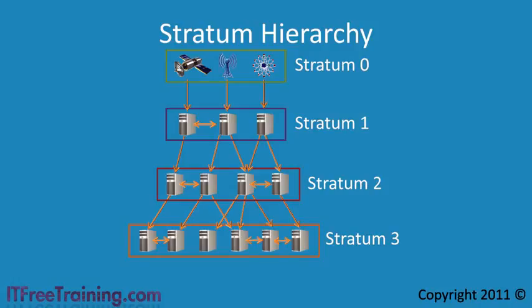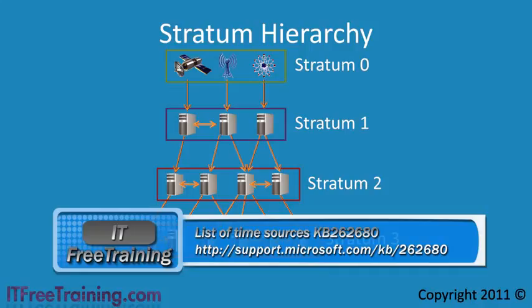Microsoft does not keep a list of the external time sources. However, if you refer to KB document 262680, this document contains links to lists of external time sources you can use. Once you have worked out which time server you want to use, you can change Windows to use that time server.